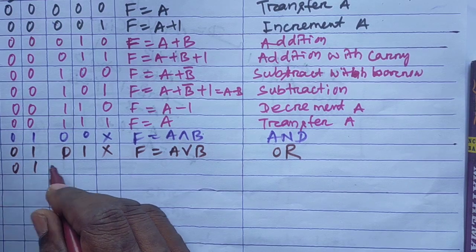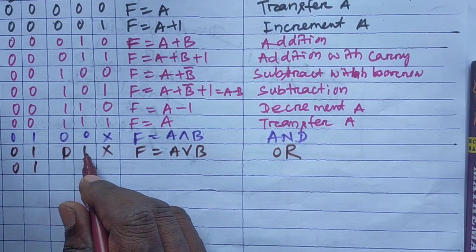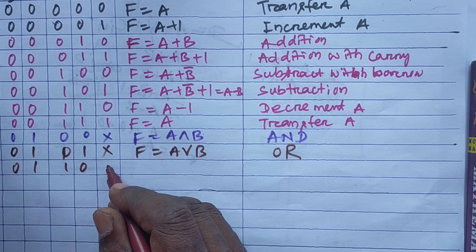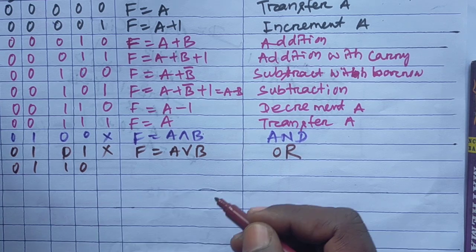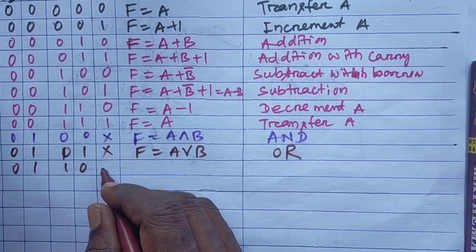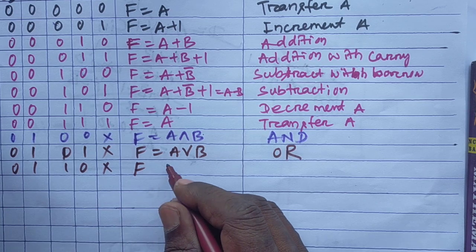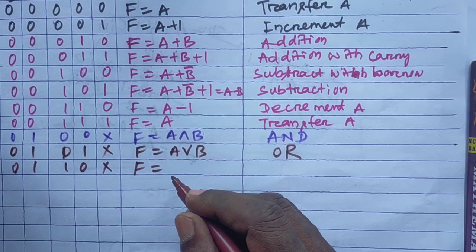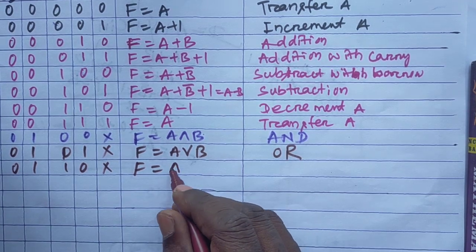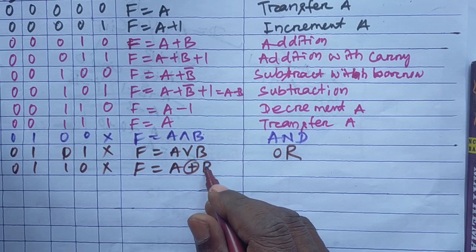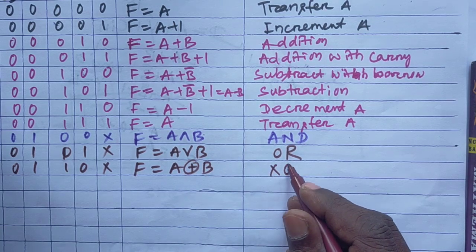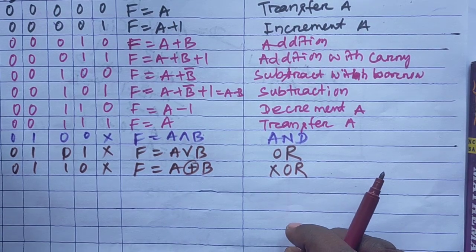Next, 0 1 is completed, now 1 0. 1 0 means 2, and 2 means the exclusive OR. Here is a don't care condition for carry. F is equal to A XOR B. We can write the function as an XOR operation.